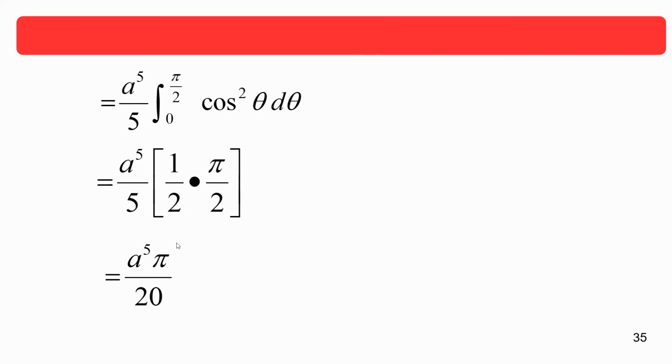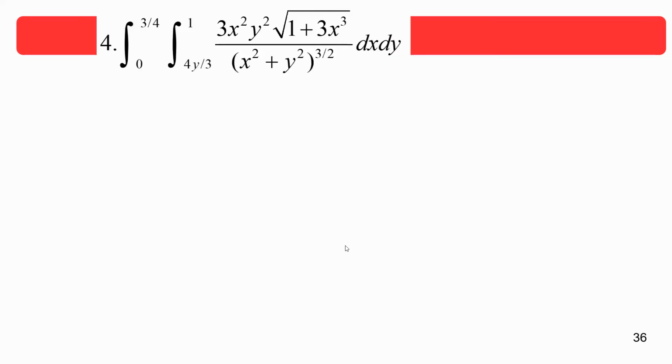Therefore, a to the 5th pi over 20. That would be your final answer. And then there's another one in here: x is 4y over 3 up to x equals 1, y equals 0 up to y equals 3/4. Because you know you cannot integrate this even if you invert the order, so you have to change the coordinates.